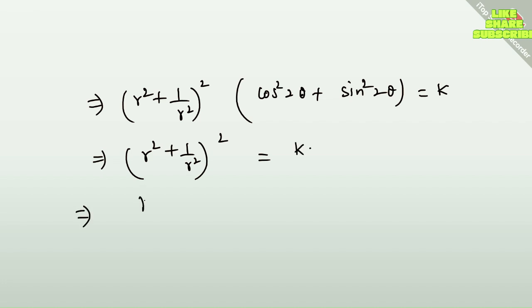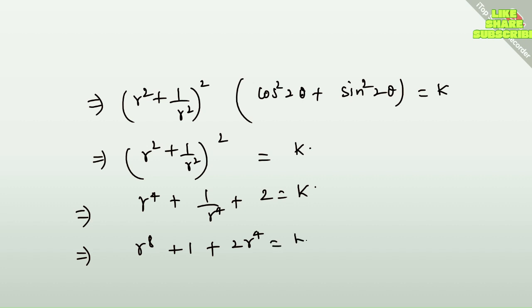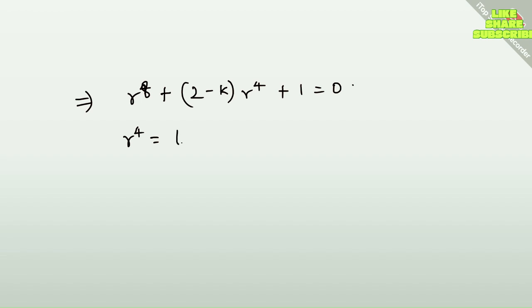Now expanding this, we have R raised to power 4 plus 1 over R raised to power 4 plus 2 is equal to k. Now we can write this as R raised to power 8 plus 1 plus 2 R raised to power 4 is equal to k times R raised to power 4. We can write this as R raised to power 8 plus 2 minus k R raised to power 4 plus 1 is equal to 0. Now if we take R raised to power 4 is equal to t, then this equation reduces to a quadratic equation: t square plus 2 minus k times t plus 1 is equal to 0.